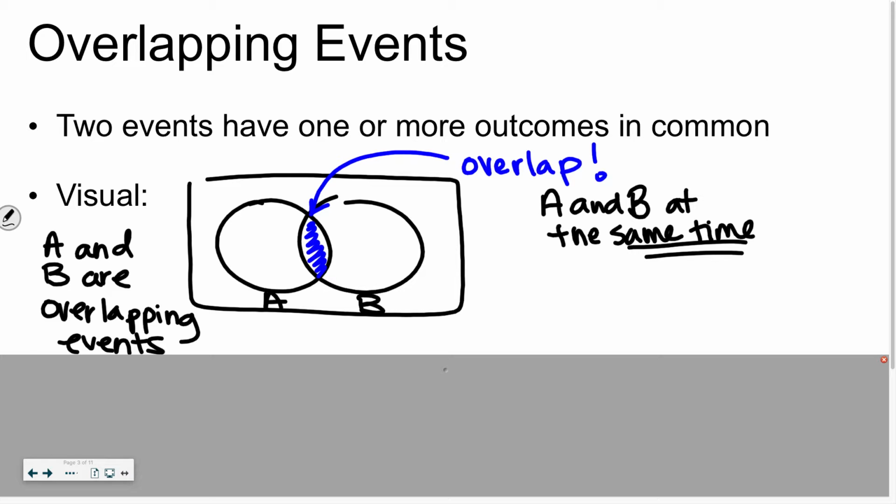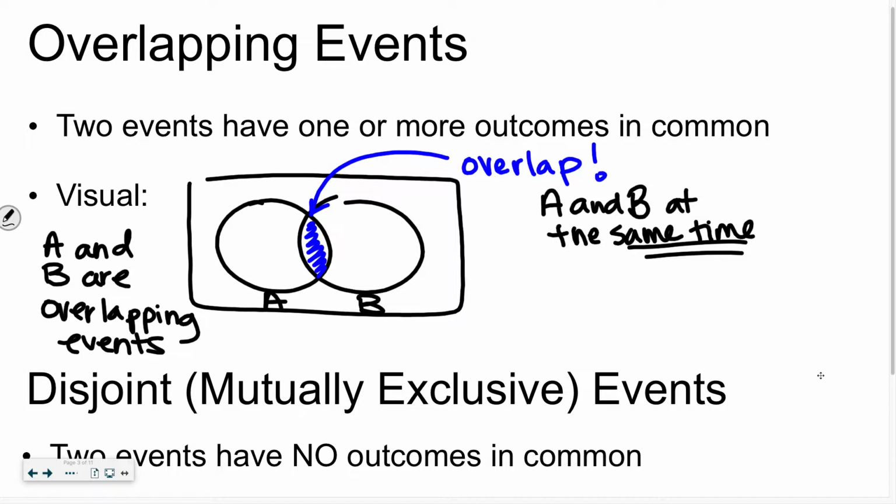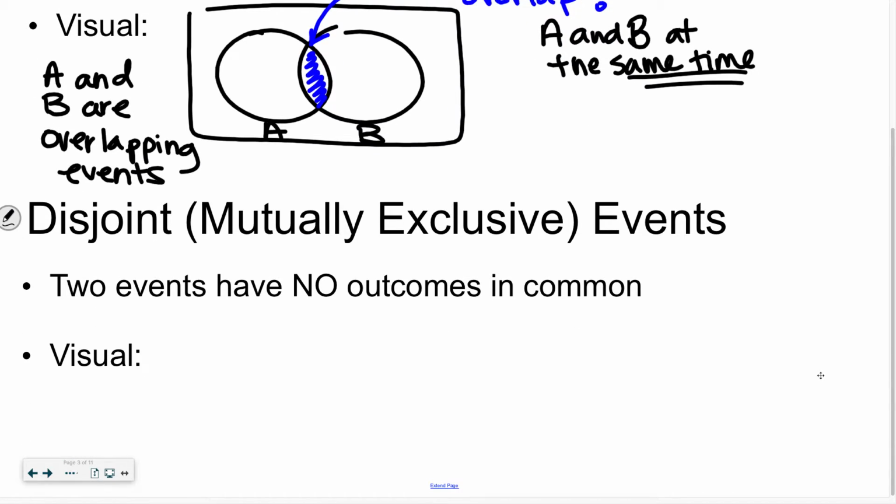What would a picture for disjoint events look like if they have no outcomes in common? How would you draw that? Two separate circles, no overlap, right? So disjoint, or another phrase that you should be familiar with, is the word mutually exclusive. Those are things that have no events in common.